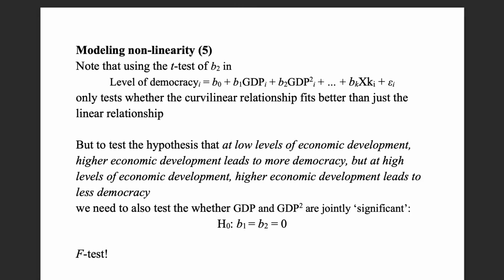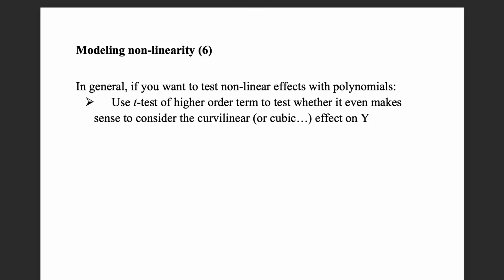which we just saw we can use an f-test for, because what we want to do here is test multiple parameters at the same time. So we can do a multi-parameter test. We can do an f-test where we test the null hypothesis that the regression coefficient for GDP and the regression coefficient for GDP squared are both 0 in the population. So in general, if you're doing nonlinear effects with polynomials, first check the t-tests for the higher order terms. In this case, it was the coefficient for GDP squared, to test whether it even makes sense to consider a curvilinear effect or a higher order effect on your dependent variable.